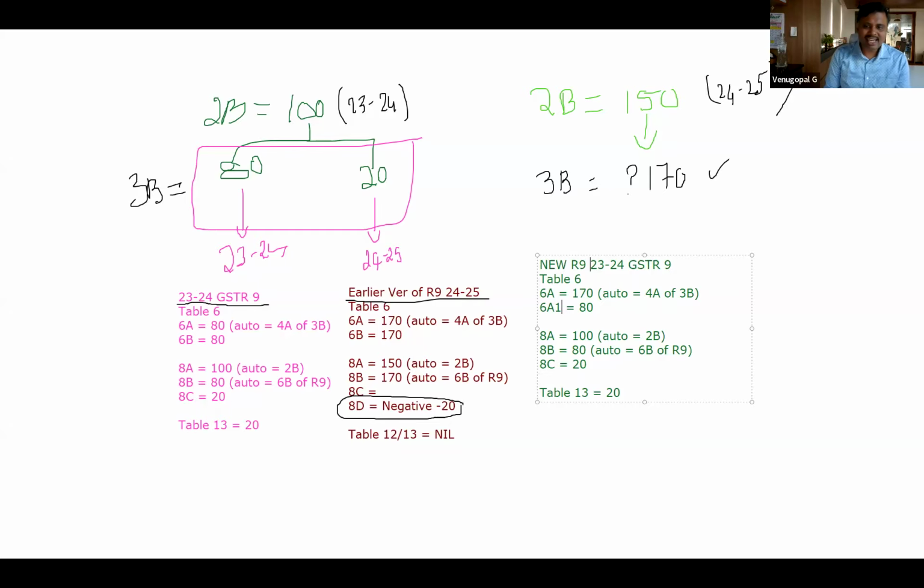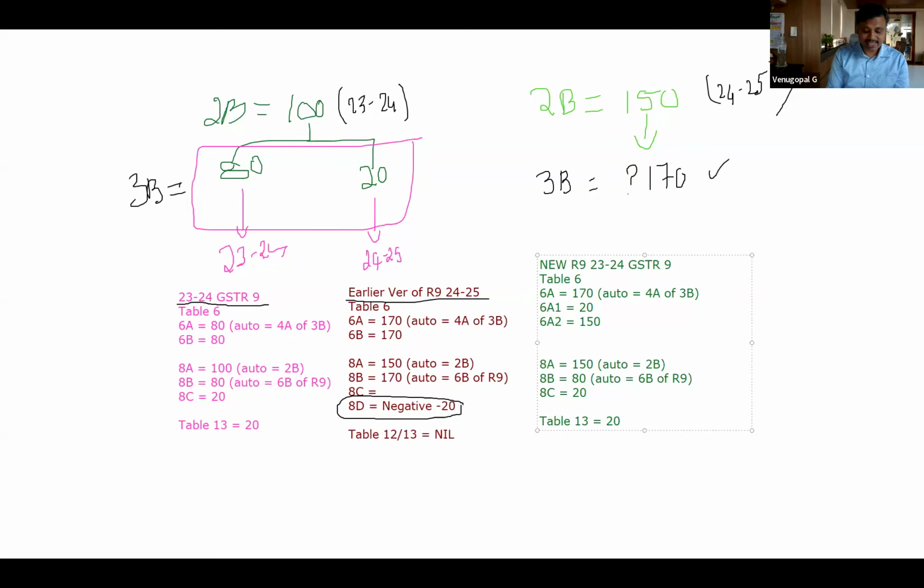So in 6A1, I will be reporting 20. The moment I report the 20, there will be an auto-calculated 6A2. 6A2 will now become 150. 8A, you can see, is showing 150. Now 6A2 is what I have to explain in my 6B and onwards.